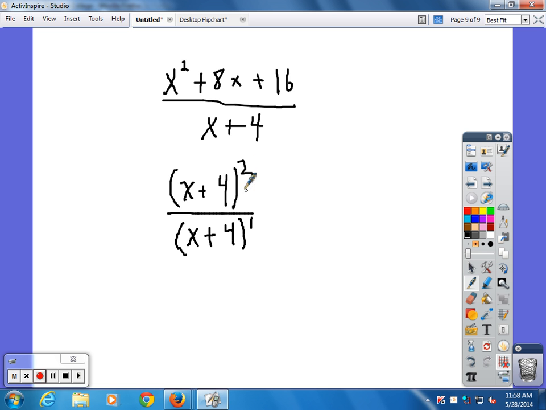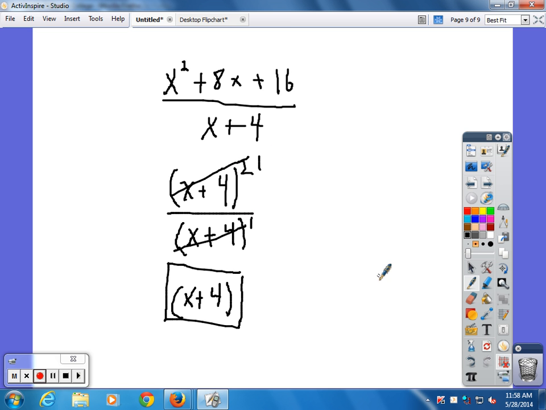Subtract. And what's 2 minus 1? So x to the 4th, x plus 4 to the first power is your answer, or x plus 4 is your answer. Or you can cancel. If you want to cancel, you can do that. And that'll be to the first power. Now, that's the first part of Chapter 6.